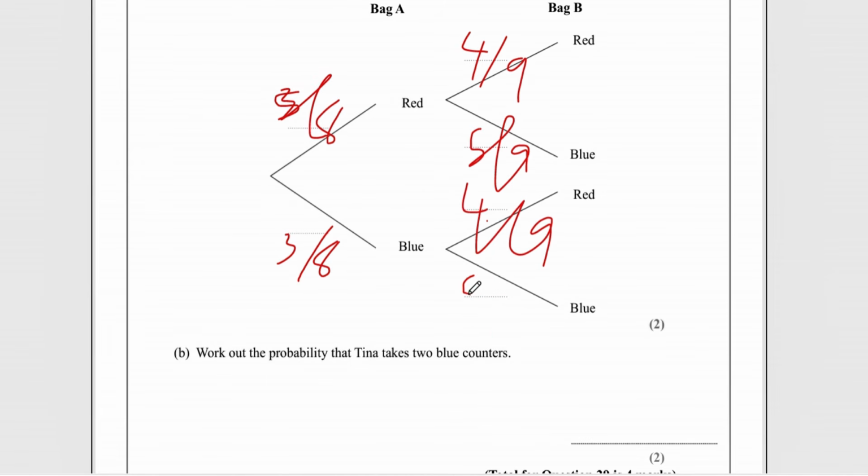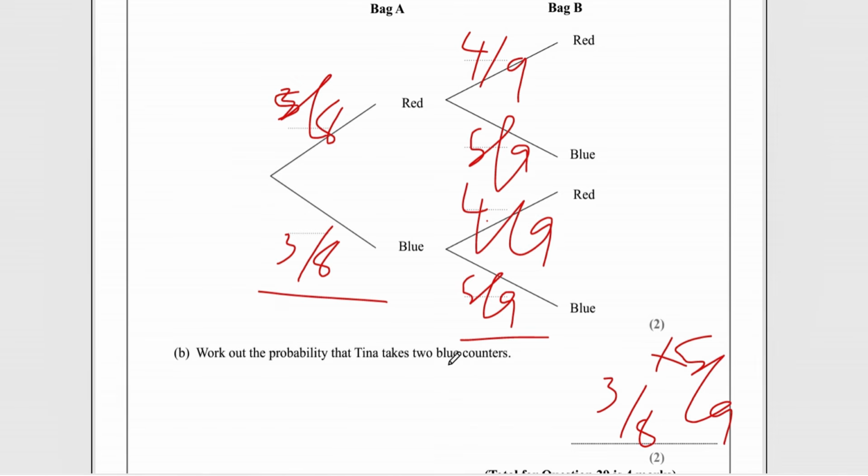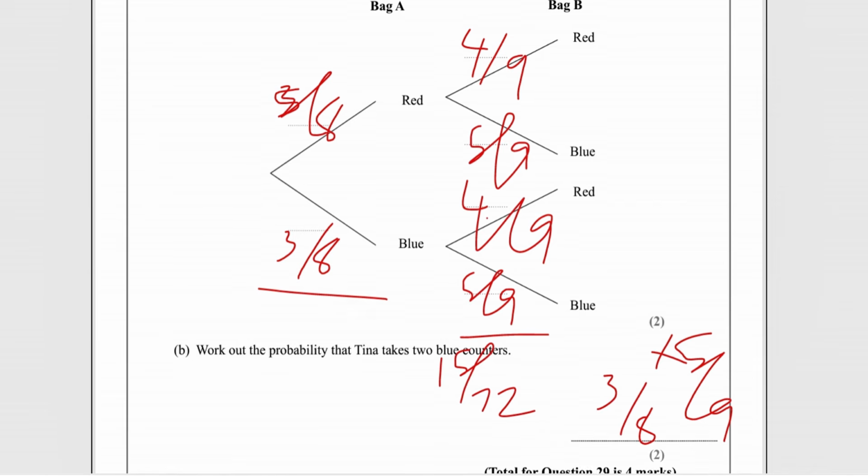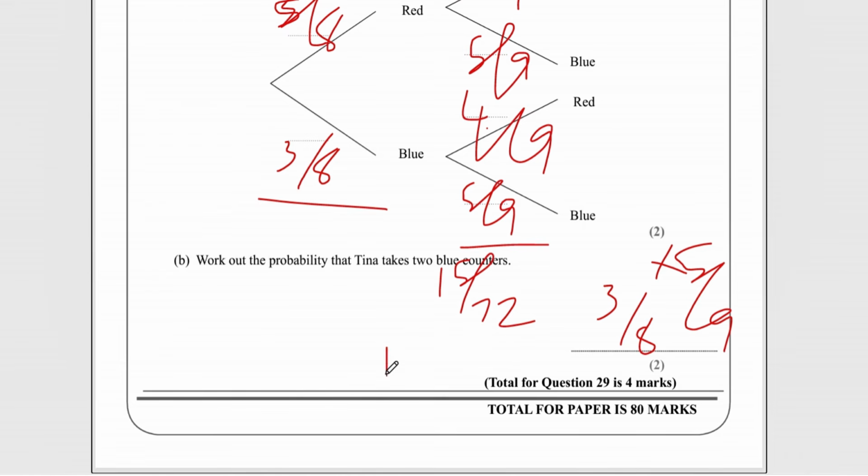So the next question, work out the probability that Tina takes 2 blue counters. Taking a blue counter is going to be 3 over 8. And taking a blue counter from here would be 5 over 9. So 3 over 8 times 5 over 9. That would give you 15 over 72. And the answer is 15 over 72.